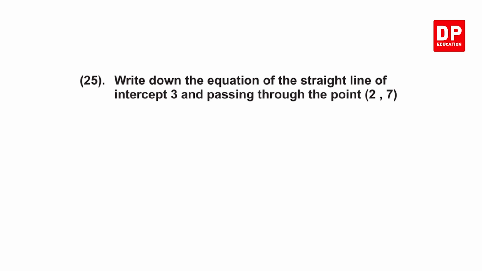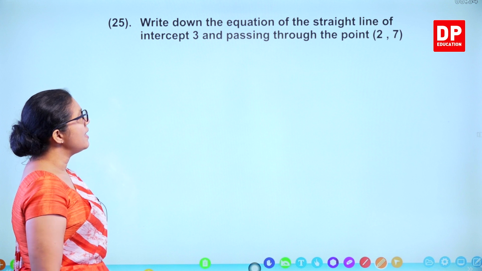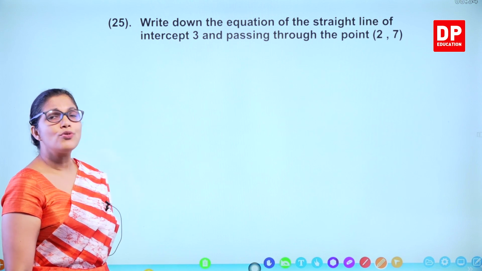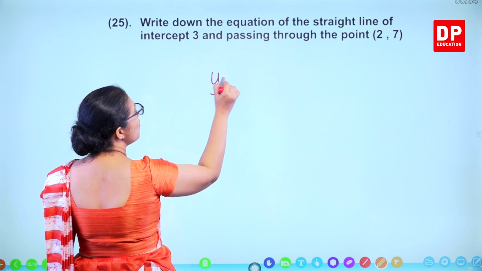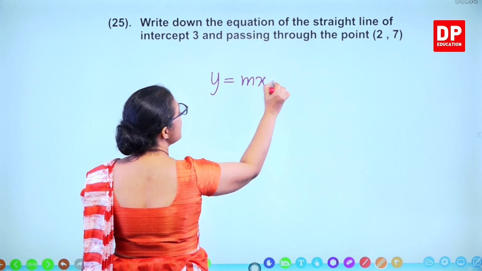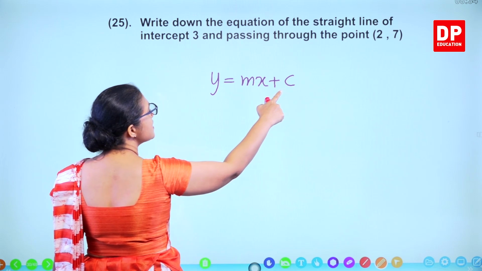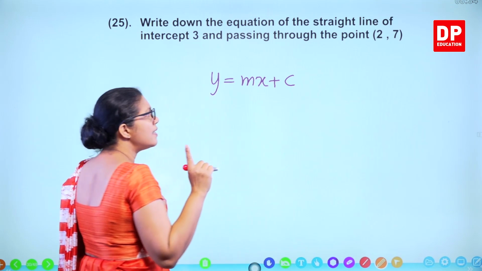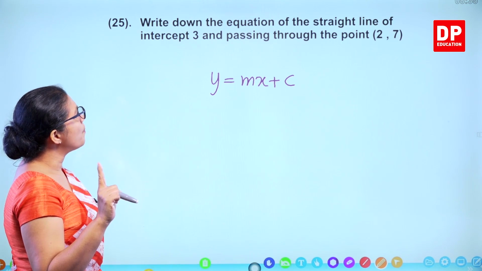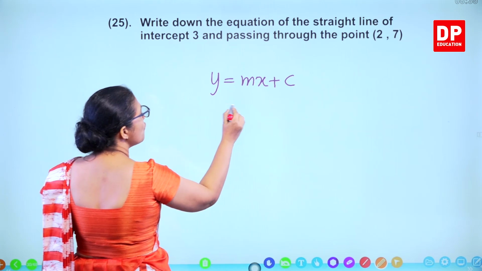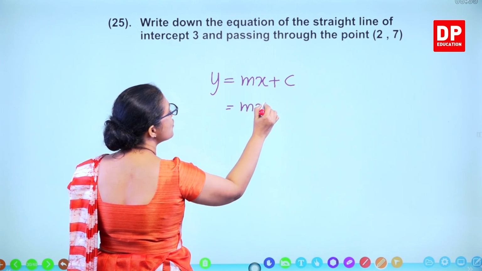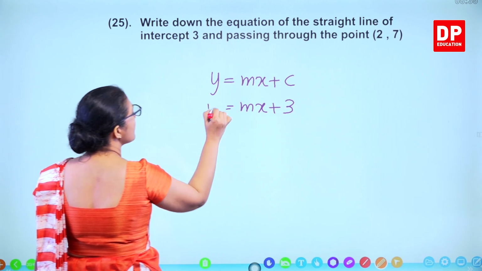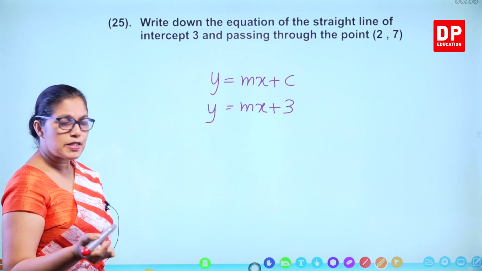Question number 25. Write down the equation of the straight line of intercept 3 and passing through the point (2, 7). So what's the general form of a straight line? y equals mx plus c. c is the y-intercept and m is the gradient or slope. So we know the y-intercept is 3. So you can substitute that first. So the equation becomes y equals mx plus 3.